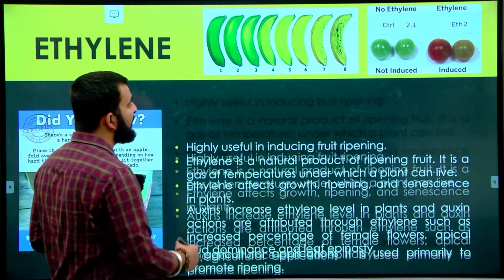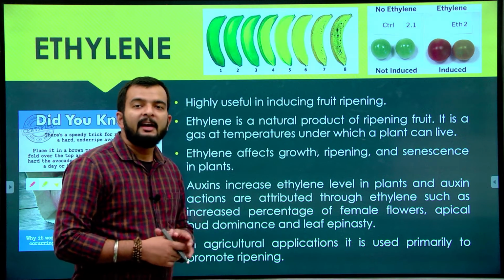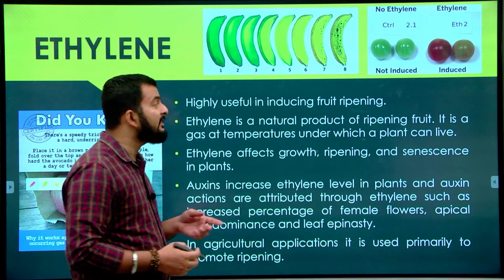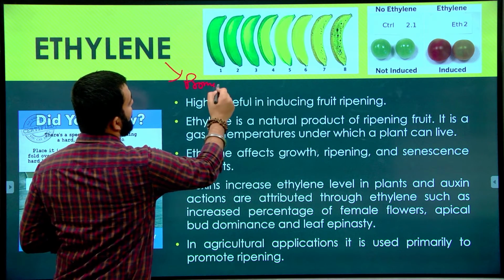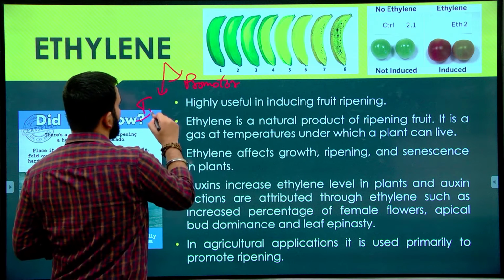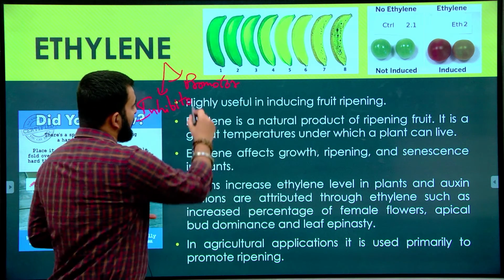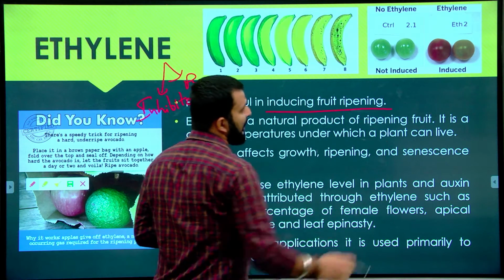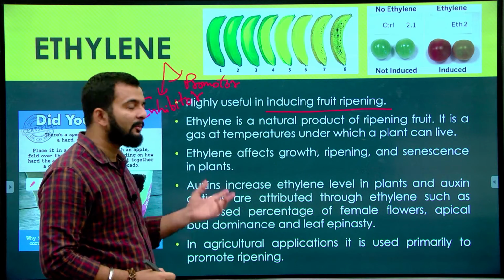Next we will see ethylene. We have studied ethylene earlier itself. So, ethylene helps in ripening. It is a plant hormone, you can say, which helps in ripening. Now, ethylene can serve both as a promoter or it can also serve as an inhibitor. Okay, we will study about this now. It is highly used in inducing fruit ripening. So, when you are using it for purposes like ripening, it helps as a promoter.